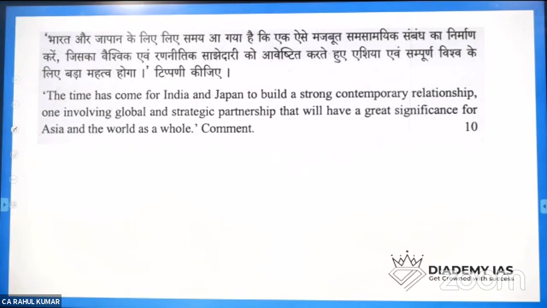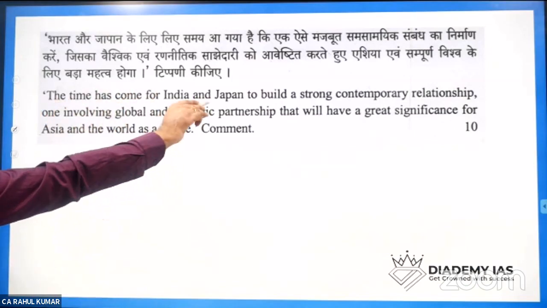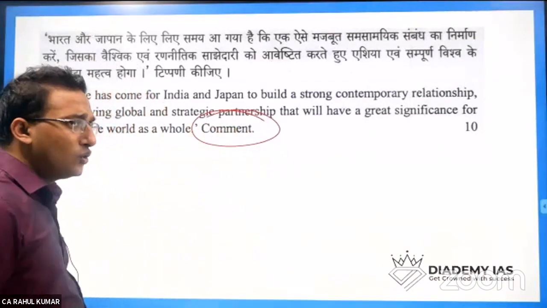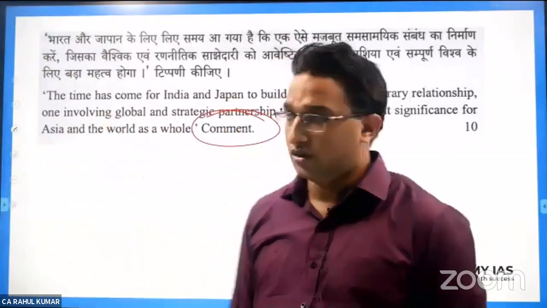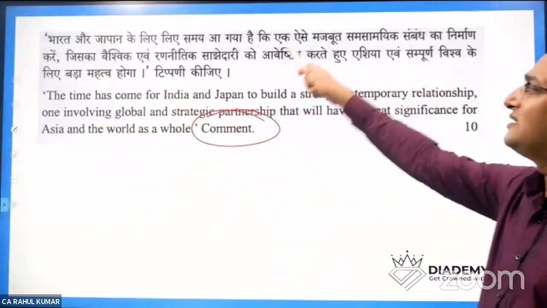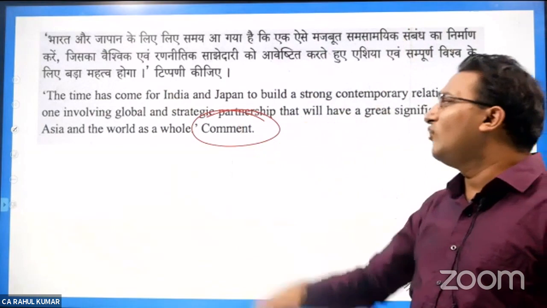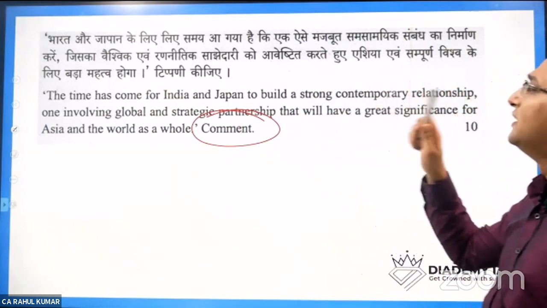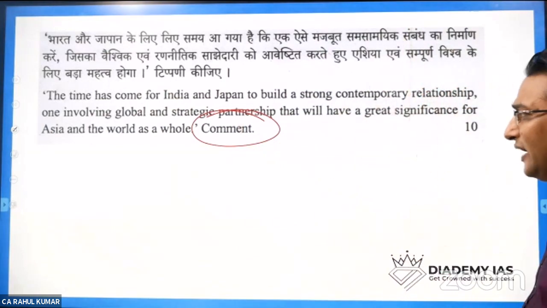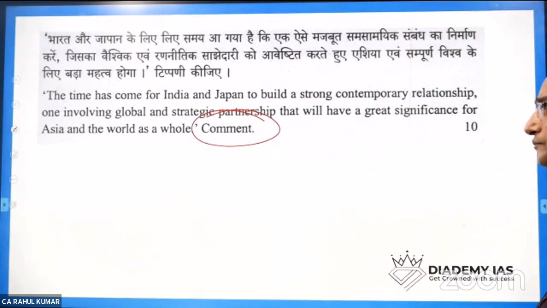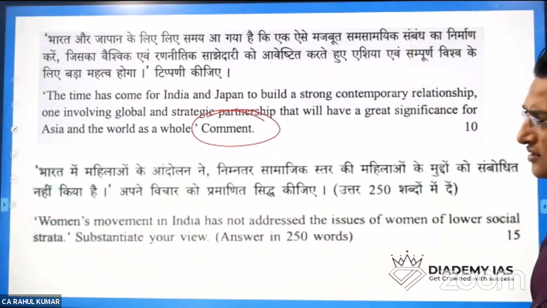Okay, so one another kind of question you can see here is on the relationship between India and Japan, and they have asked about the comment. So you have to give the comment about this question. The time has come for India and Japan to build a strong contemporary relationship, one involving global and strategic partnership that will have a greater significance for Asia and the world as a whole. Okay, so there you have to give the comment and you have to discuss comprehensively.